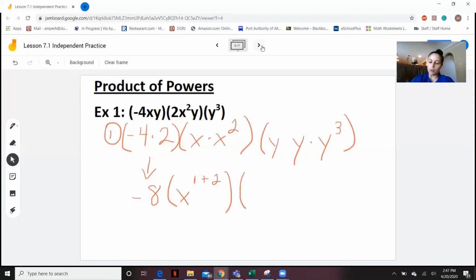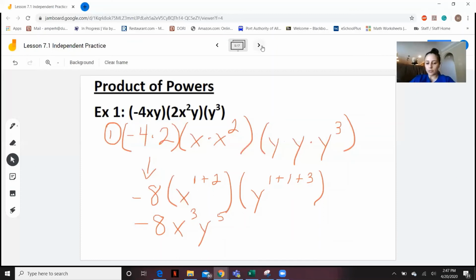Same thing with our y. We have y to the 1 being multiplied by y to the 1 being multiplied by y to the 3. So that would be y to the 1 plus 1 plus 3. If we simplify this, that's -8 x to the 3 y to the 5.